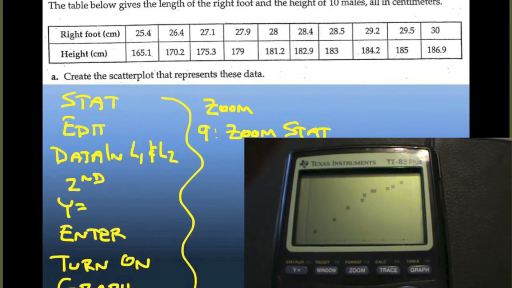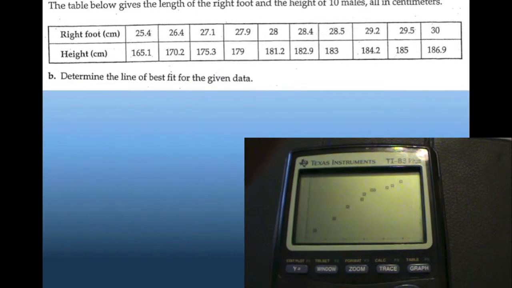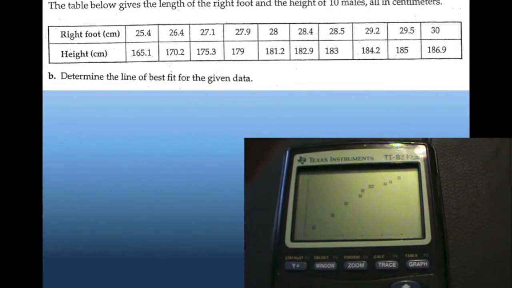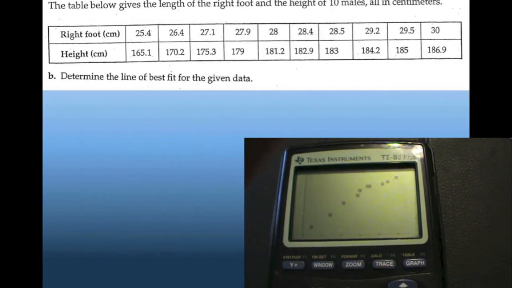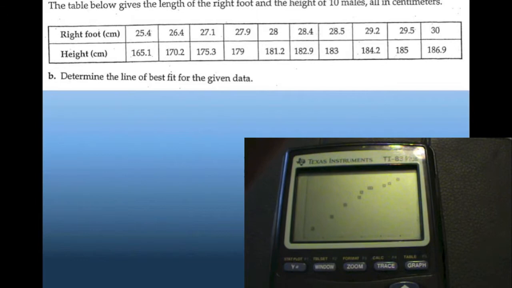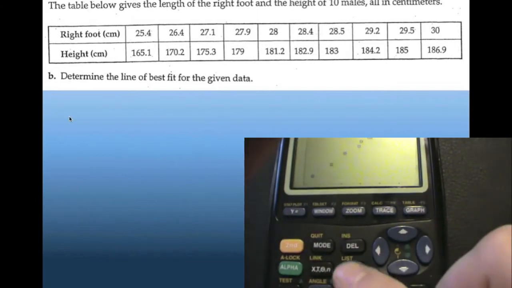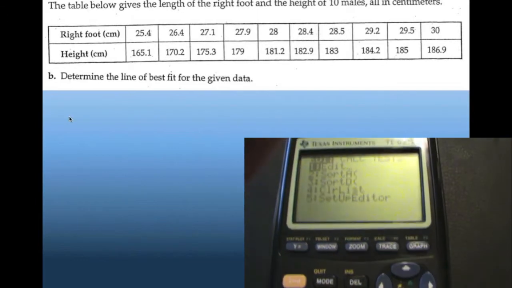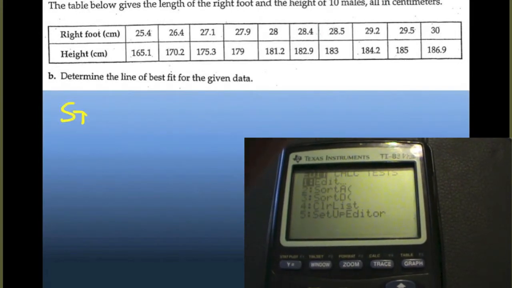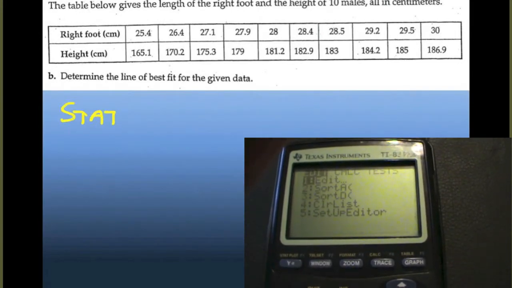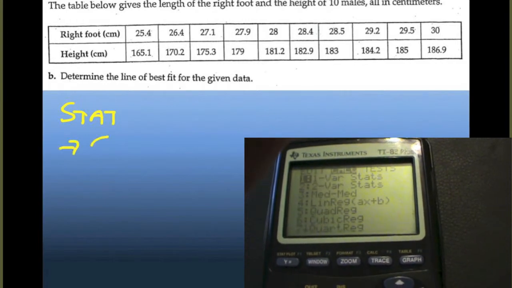So if we look at part B now, it says determine the line of best fit for the given data. Once the data is in the calculator and you have this graph all made up, you're going to push the stat button and then go over to calculate.